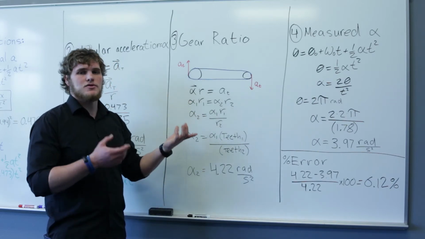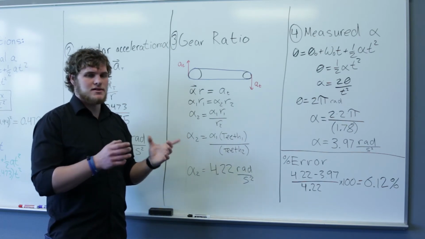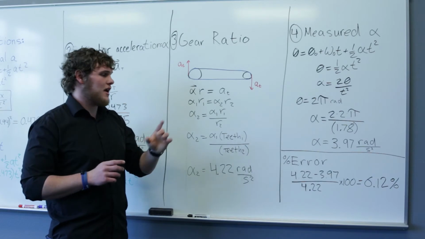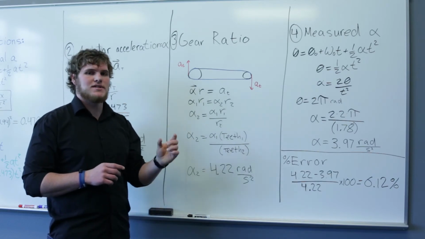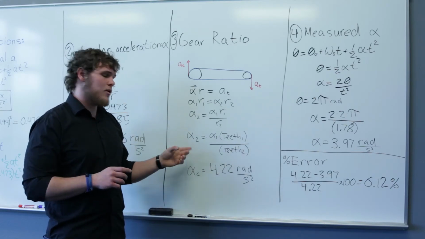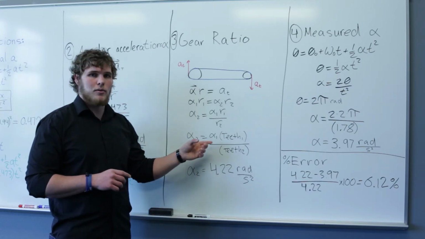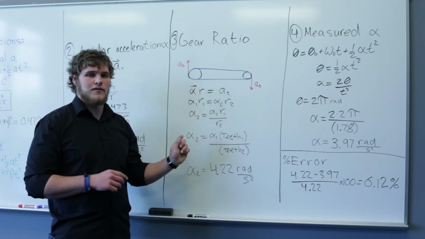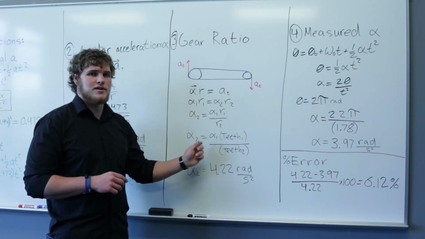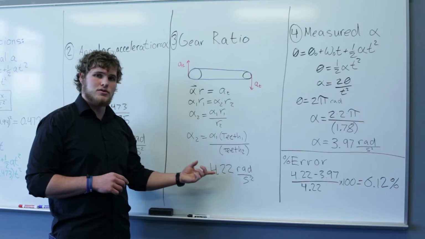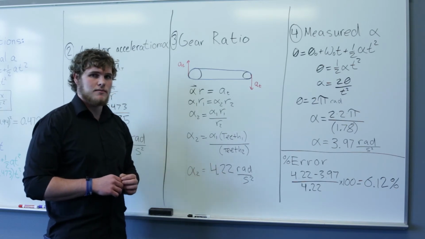Since we're using gears with teeth and a chain instead of normal gears that rotate right next to each other, it's more accurate to use the number of teeth on each gear. So the equation we're actually going to use is alpha 2 is equal to alpha 1 multiplied by the number of teeth on the first gear over the number of teeth on the second gear. The value we get for that is 4.22 radians per second squared.